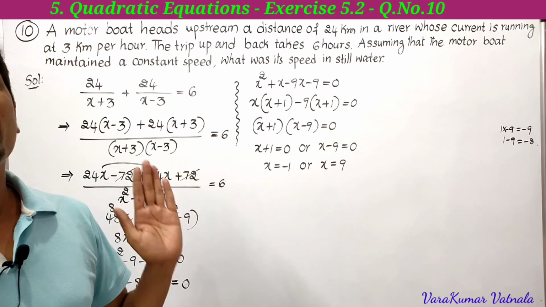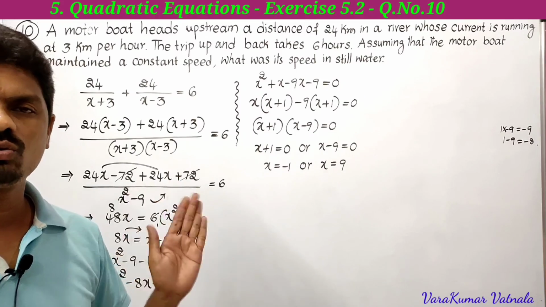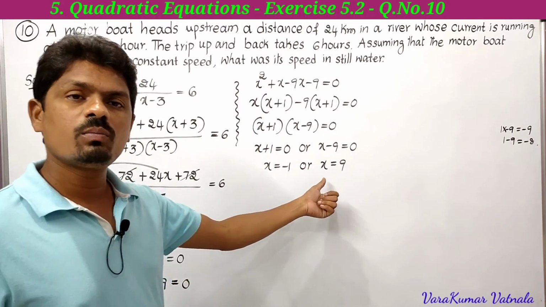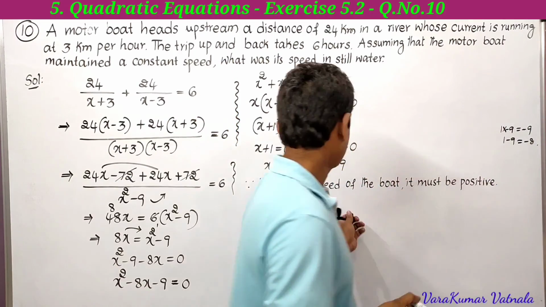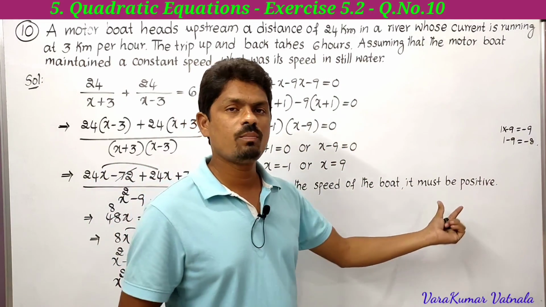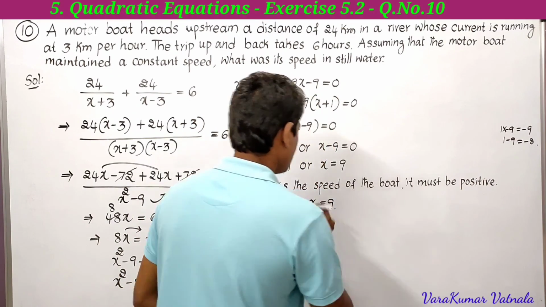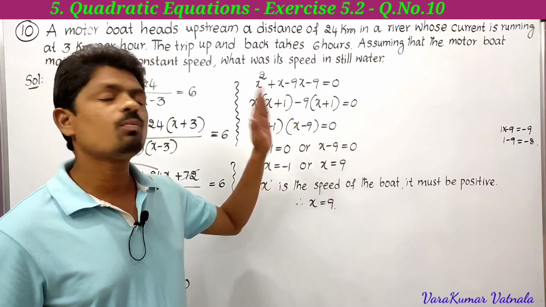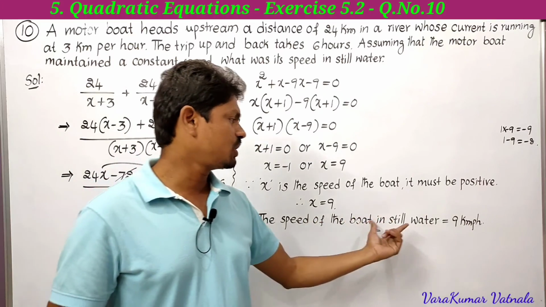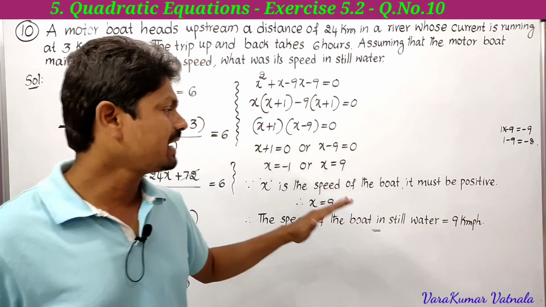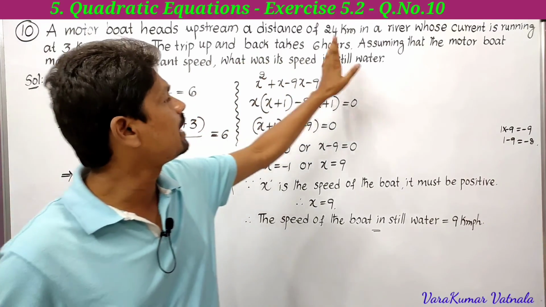x is the speed of the boat in still water. Speed must be positive only, so we have to take only the positive value. Since x is the speed of the boat, it must be positive. Therefore, x is equal to 9. So x is nothing but the speed of the boat in still water. Therefore, the speed of the boat in still water is equal to 9 km/h. He is asking to find the speed of the boat in still water.